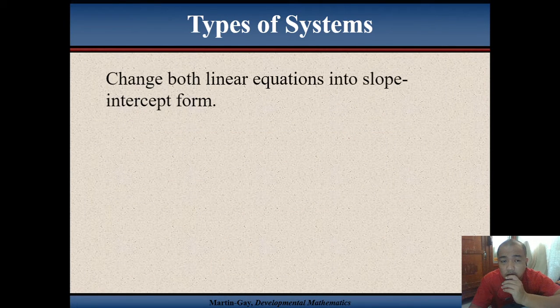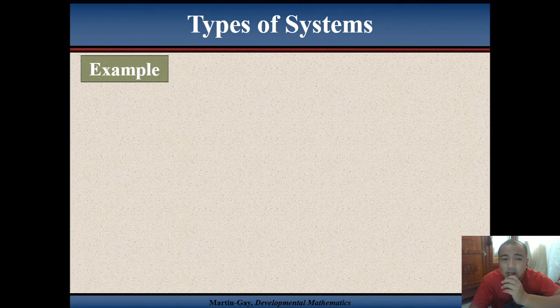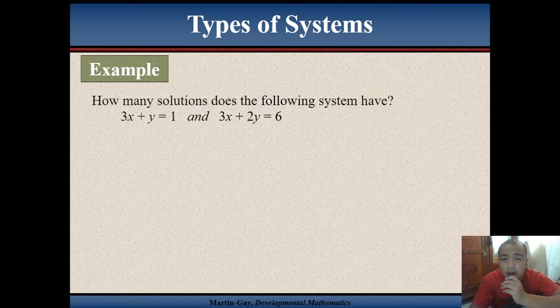Now, change both linear equations into slope-intercept form. We can then easily determine if the lines intersect, are parallel, or the same line. Example, how many solutions does the following system have?